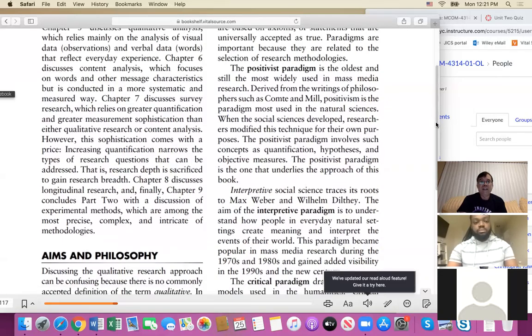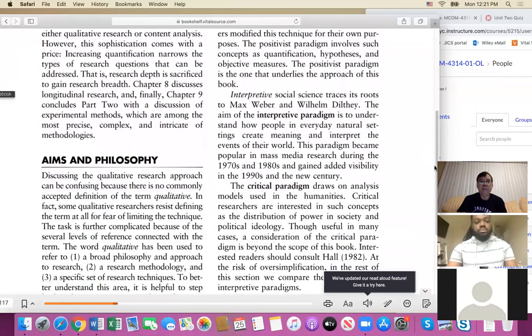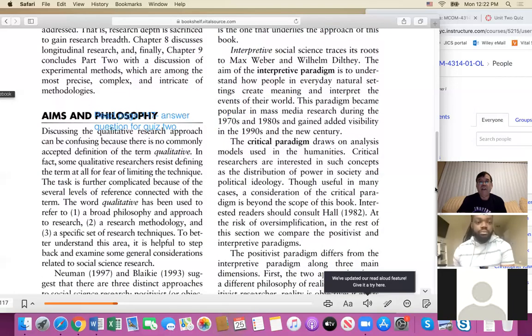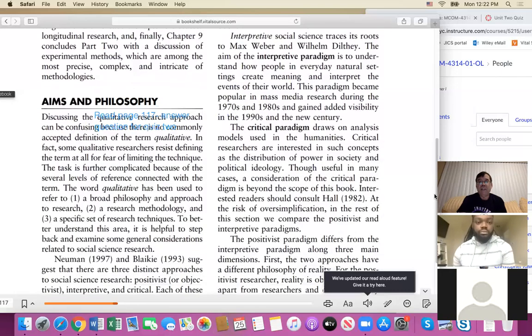Okay, now a second paradigm here is the interpretive paradigm. The interpretive paradigm is to understand how people in everyday natural settings create meaning and interpret the events of the world. This paradigm became popular in the 70s and 80s and gained visibility in the 90s, and this is a newer paradigm. The interpretive paradigm is more of a qualitative approach. Okay, very qualitative oriented.